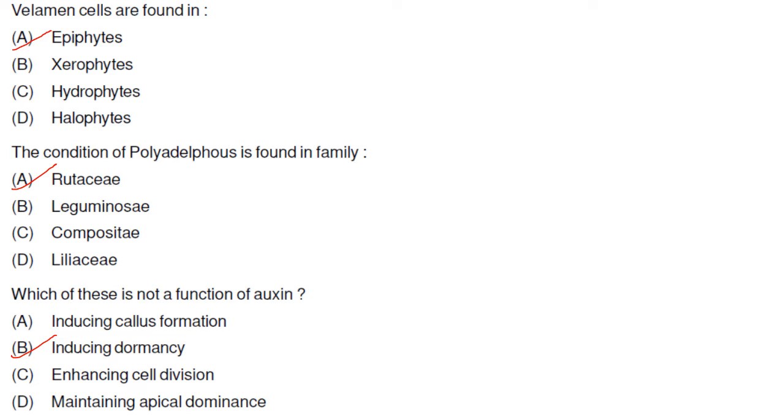Then which of the following is not a function of auxin? Inducing callus formation, yes. Inducing dormancy, yes. That is not a function of auxin. Enhancing cell division, yes. Maintaining apical dominance also, yes.